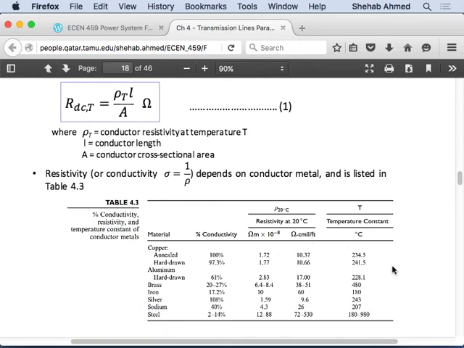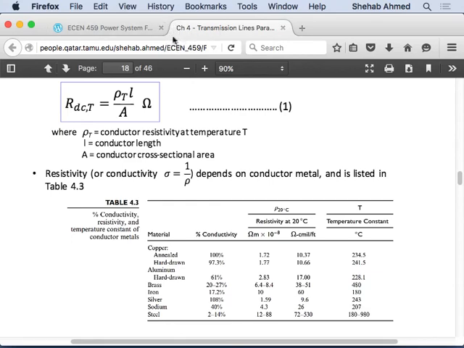And then this is the temperature constant that we will use in the next equation when we have the conductor operating at a different temperature. And this is DC. This is DC resistance. AC resistance is a bit higher than DC resistance because of what? Why? What is that called? Yeah, it's called skin effect.